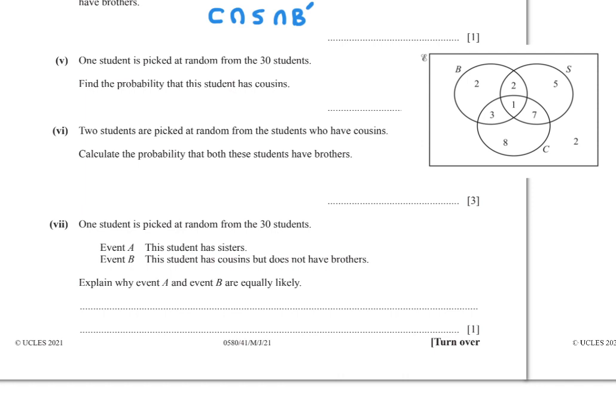Now V, one student is picked at random from the 30 students. Find the probability that this student has cousins. So has cousins. So we need to find this number. 1 plus 3, 4. 4 plus 7, 11. 11 plus 8, 19. So 19 over 30.